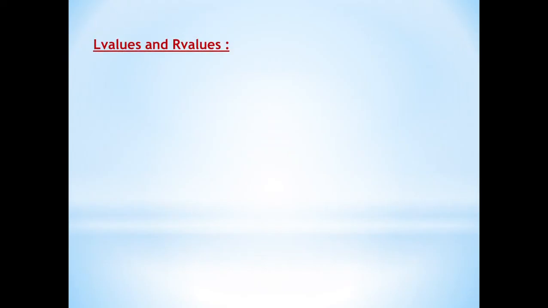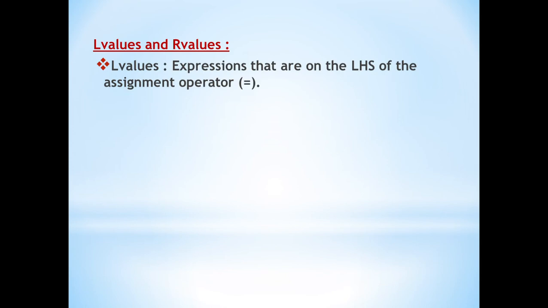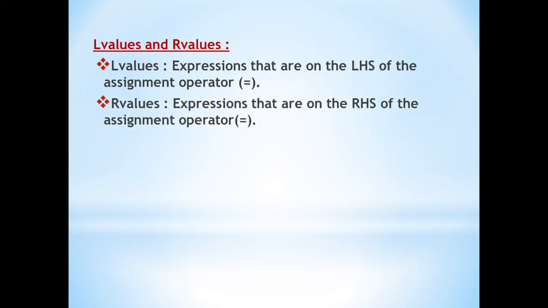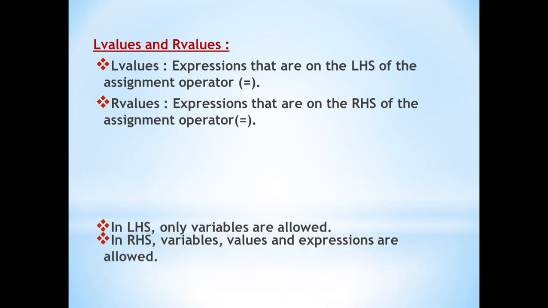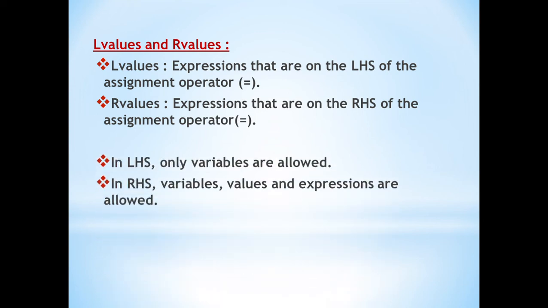L values and R values. L values are the expressions on the left hand side of the assignment operator, equal to. And R values are expressions on the right hand side of the assignment operator. But there are some rules for writing these L values and R values. In the LHS only variables are allowed, but in the RHS you can write variables, values and expressions.